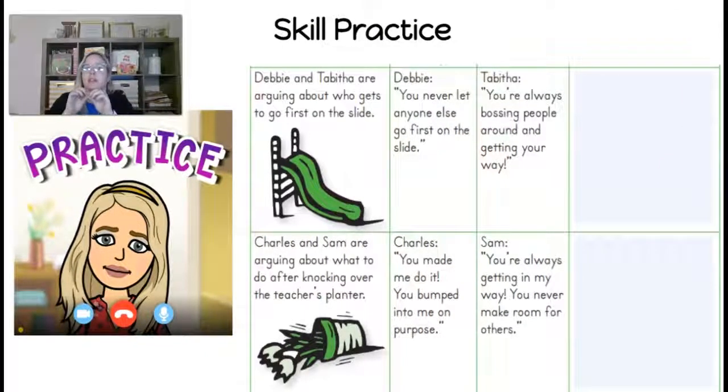So here is the skill practice. Debbie and Tabitha are arguing about who gets to go first on the slide. Debbie says, you never let anyone else go first on the slide. Tabitha, you're always bossing people around and getting your way. This sounds like some kiddos that I already know in 3rd grade. So what could you say instead? Turn and talk to your neighbor and tell them what you could say instead. I'm going to give you guys about 15 seconds to do that. What could you say instead?